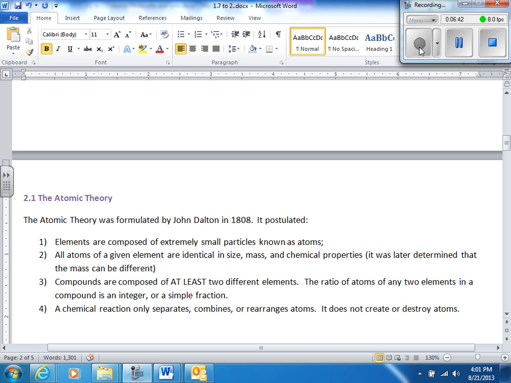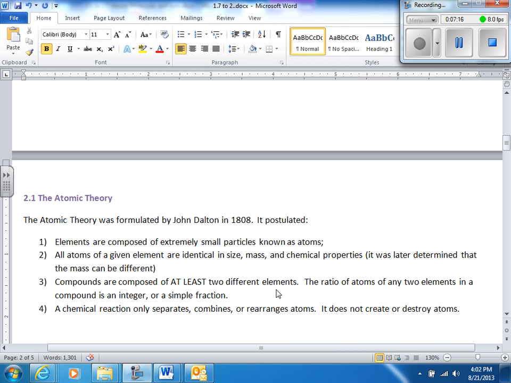Moving on, Chapter 2. We are into the atomic theory. And this is just, what is an atom? This was formulated in the very beginning of the 1800s, 1808, by John Dalton. All right, so elements are made of very small particles, and we call those particles atoms. Atoms of a single element are all identical, size, mass, and chemical properties. We learn later that the masses can actually be different for atoms of the same element.